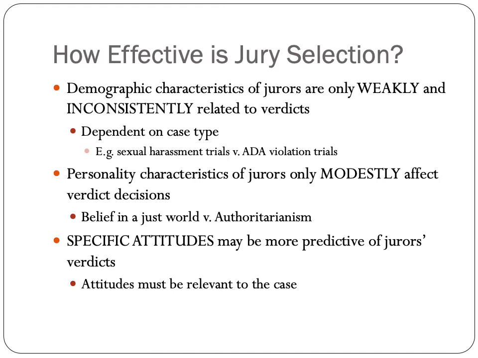Personality characteristics of jurors only modestly affect these jury decisions. So like belief in a just world, where you believe that people get what they deserve, versus authoritarianism, or, you know, it's your job to control your destiny. Those are modestly effective on juries, but again, small effect sizes. The best prediction of verdicts are specific attitudes that are relevant to that specific case, right?